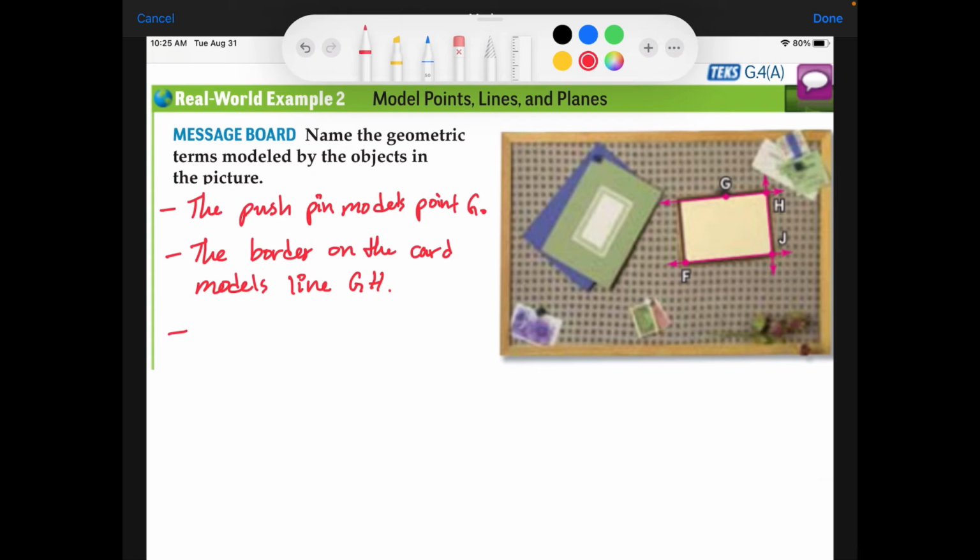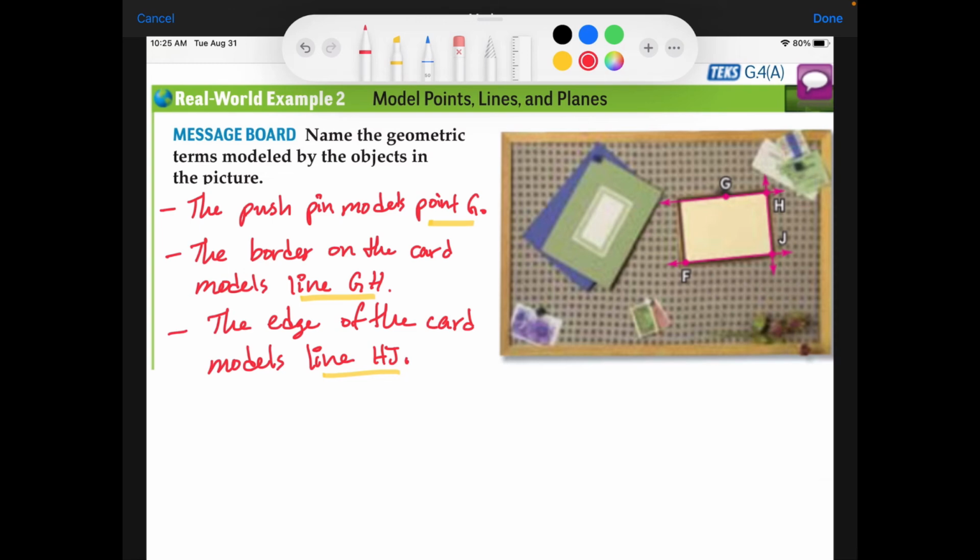So we can do the same thing here. So the edge of the card models another line HJ. And I'm just going to go ahead and underline what we're naming. We named a point. We found another line. 2 lines we found so far.